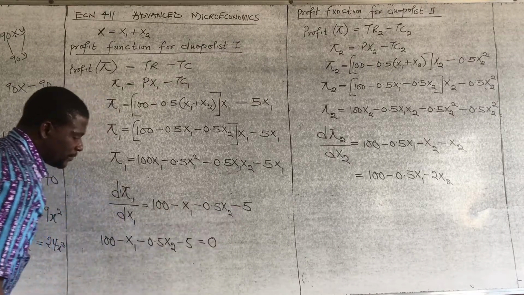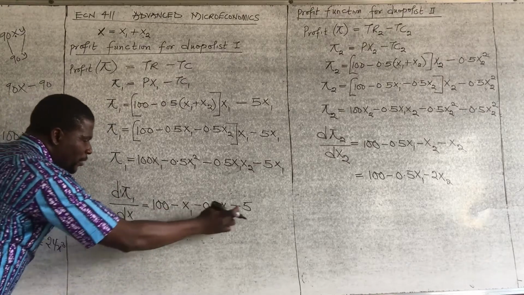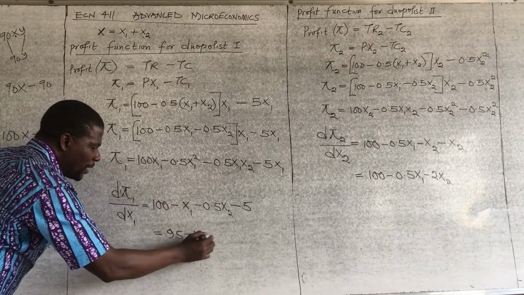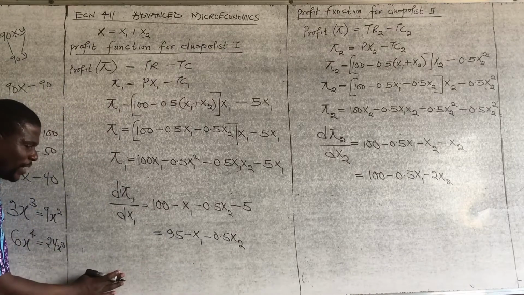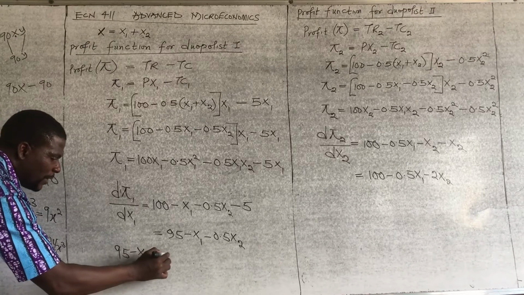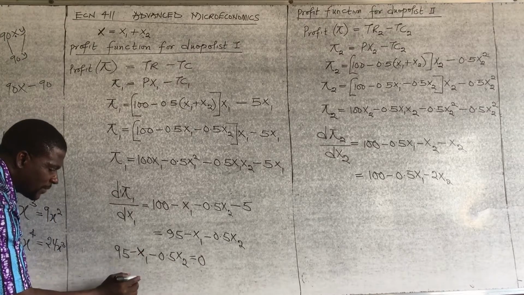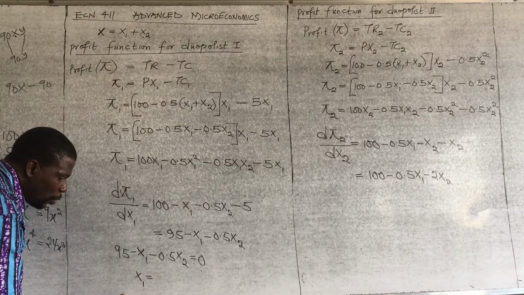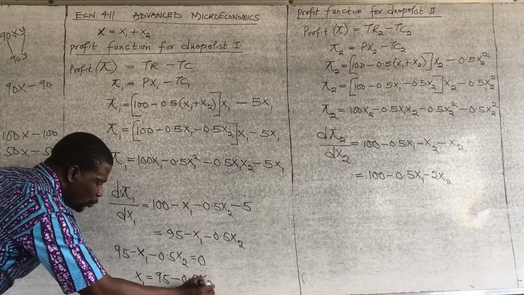Is this 100 minus 5? You know, I can also tidy this up. 100 minus 5, what's that? So 95 minus x1 minus 0.5x2. If I equate this to 0, I'm going to have 95 minus x1 minus 0.5x2 equals 0. So let me make x1 the subject. If I take x1 here, I'm going to have x1 equals 95 minus 0.5x2.